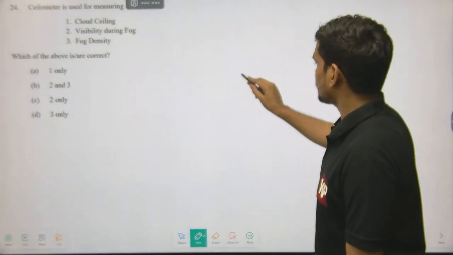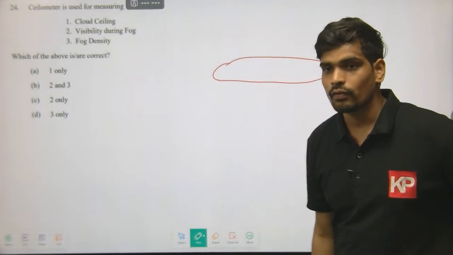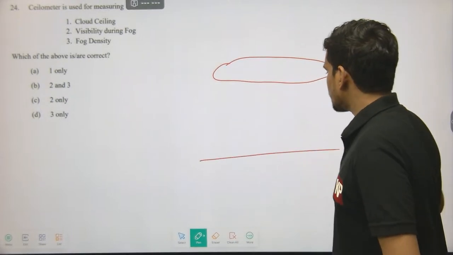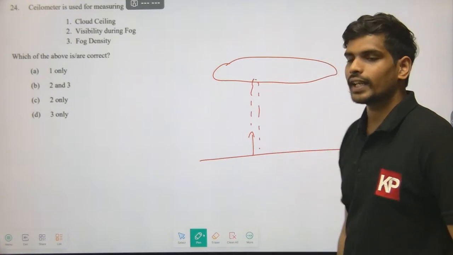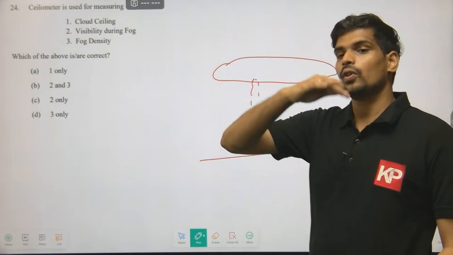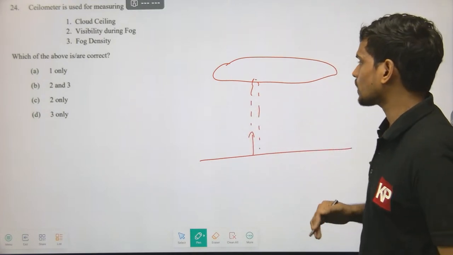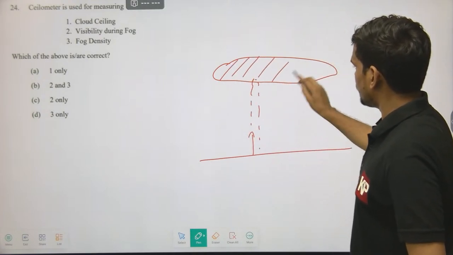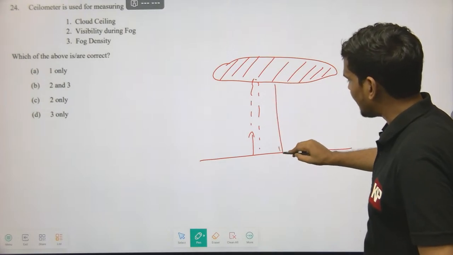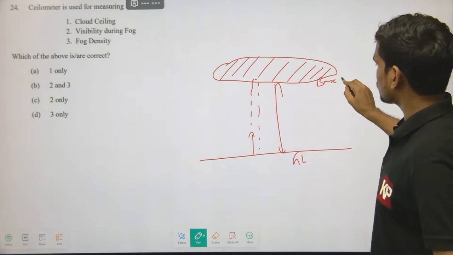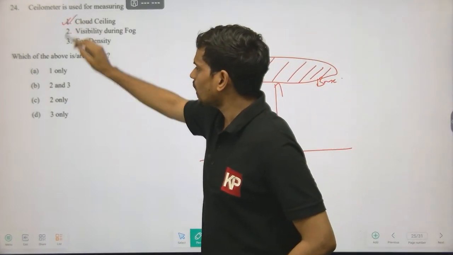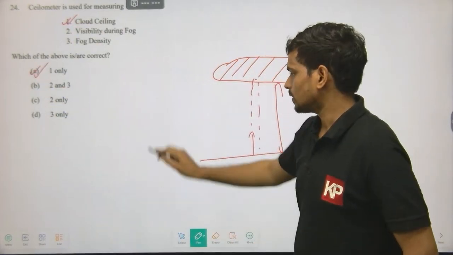So a ceilometer is an instrument which measures using laser equipment, LiDAR technology. It sends out a laser and measures how much time it takes to bounce back and the intensity with which it is coming back. Based on that, it measures the clouds. What is cloud ceiling? The height from the ground level to the base of the cloud. This is called cloud ceiling. So the answer is one. One only will be the correct answer.